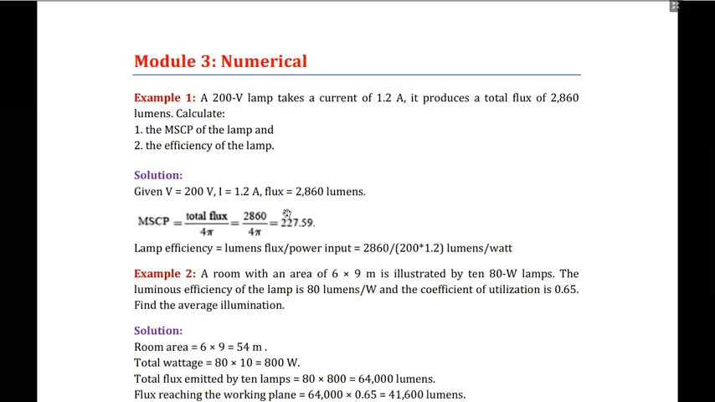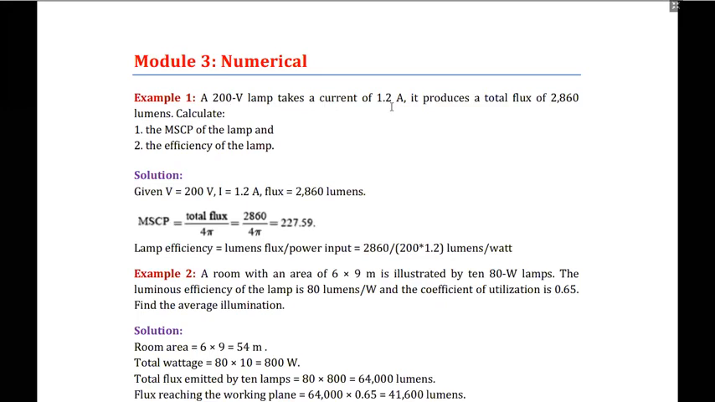And in order to find out the efficiency of the lamp, how will you calculate it? Efficiency is output by input. What is the output? The lumens, the total flux which is illuminating from the light source, that is 2860, the output in terms of lumens, divided by the input power. What is the input power? The watt is not given here.